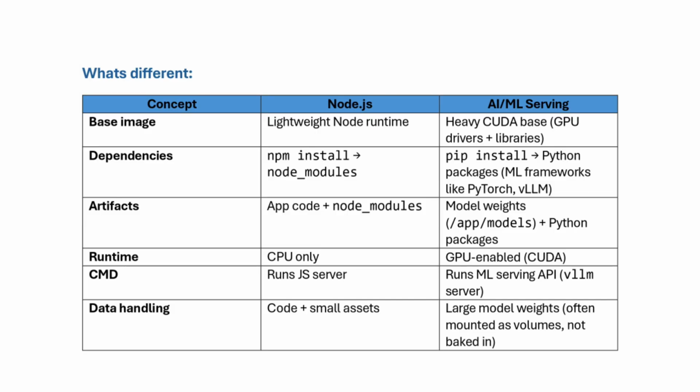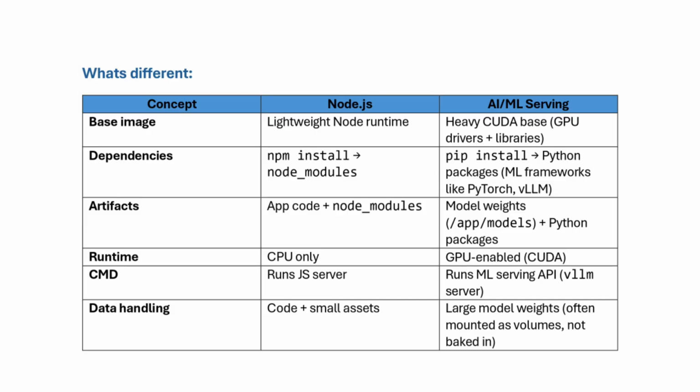Runtime, Node.js runs on CPU only. AIML serving, it runs on GPU enabled, that is CUDA. CMD in Node.js, it runs a JavaScript server. AIML serving runs machine learning serving API, that is vLLM server. Data handling in Node.js, it is code plus small assets. In AIML serving, it is large model weights often mounted as volumes, not baked in.